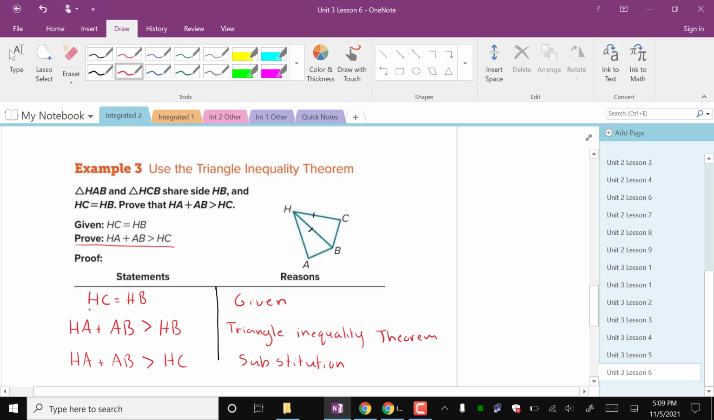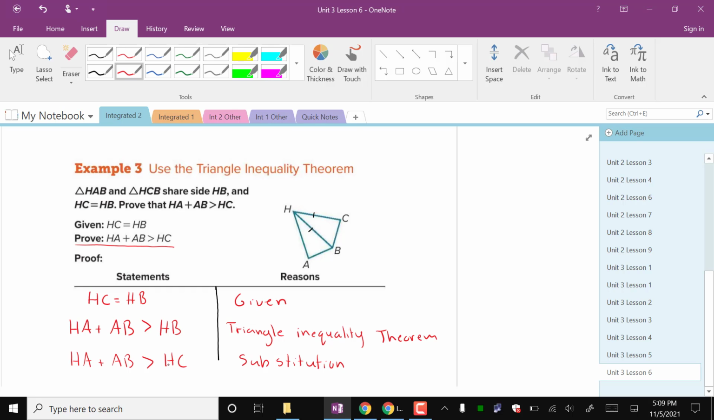So we started off with our given statement. We came up with this triangle right here from our given statement. And we said, hey, I know that HA plus AB is going to be greater than that third side right there because we know that from the triangle inequality theorem from earlier today. Well, I know that this side and this side are the same thing, so I can substitute it in, and I've proven what I was setting out to prove.